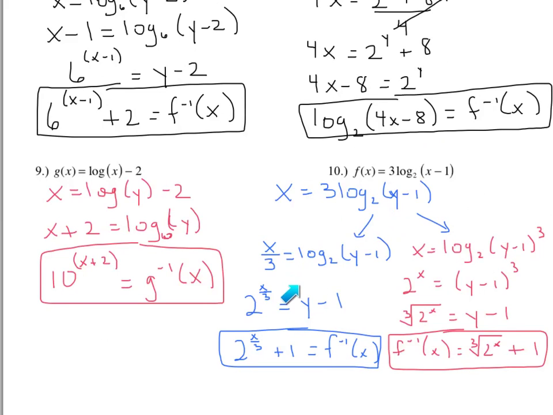So the first method, I divided by 3 first to get the log base 2 by itself, and that's over on the left in the blue. And then on the right, I used the power property and moved the 3 up as an exponent, and then rewrote it. Ended up with the cube root of 2 to the x plus 1. So again, they are actually the same answer. They just look a little bit different.